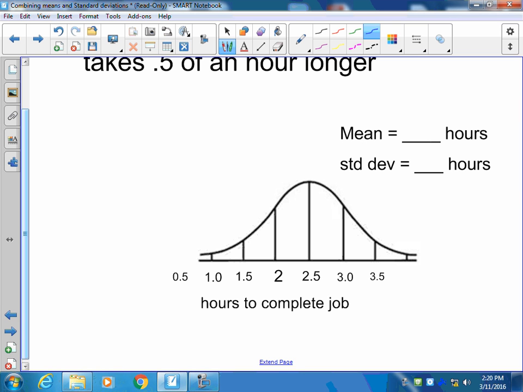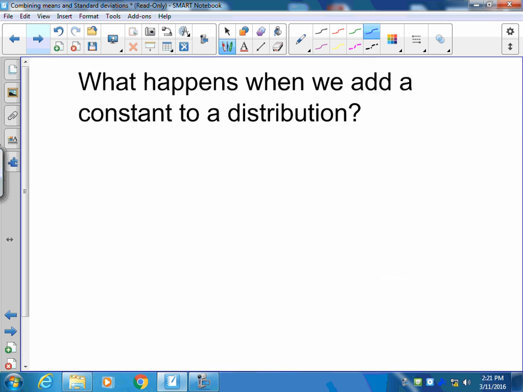So this is when we're dealing with a constant value. Our mean value is 2.5. But notice, every one of these jobs ended up being a half hour longer. If every job is a half hour longer, notice that the standard deviation didn't change. It's still 0.5 of an hour. That's an important piece. What happens when we add a constant to a distribution?